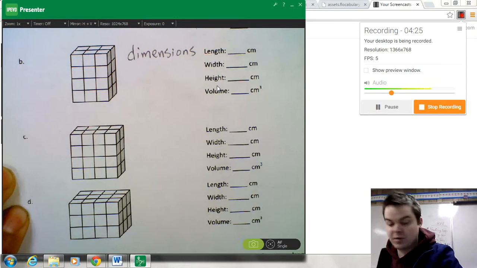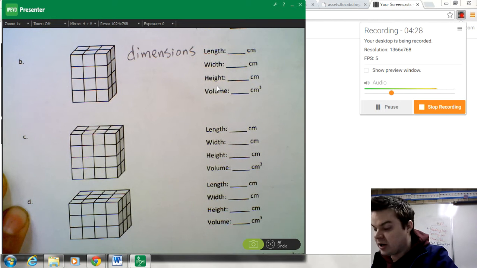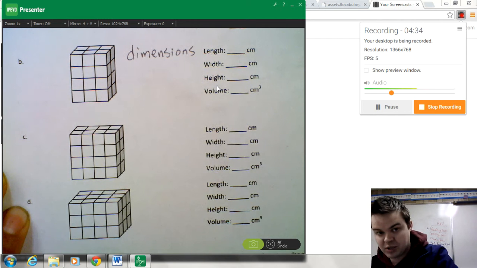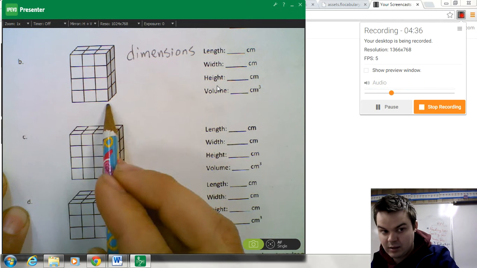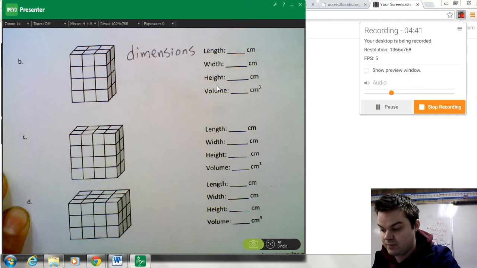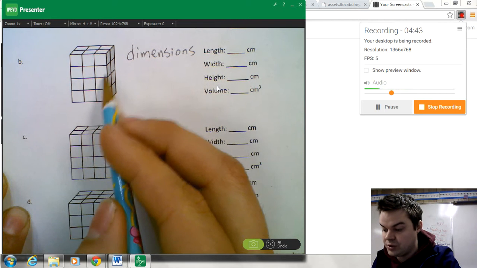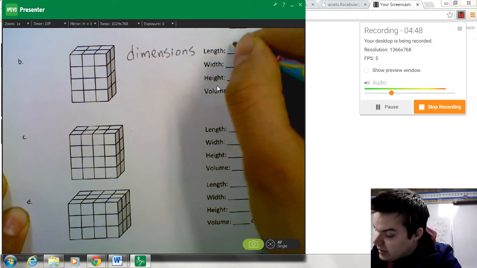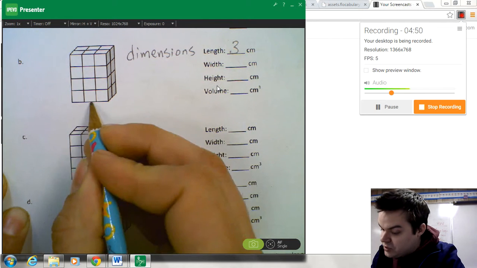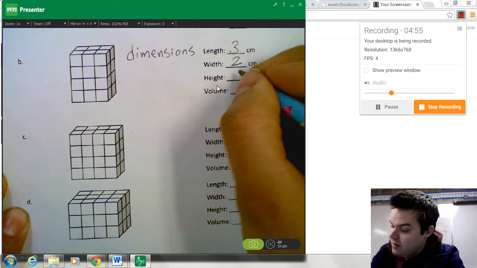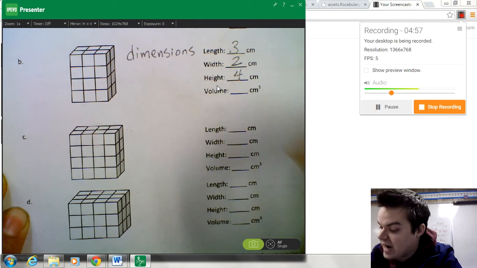So when you hear someone say that's 3D, they're talking about 3 dimensions. A dimension is a measurement. So there are 3 measurements that make up a 3-dimensional object. Length of 3, width of 2, and then the height, which there are how many layers? 1, 2, 3, 4. So length is 3 centimeters. 1, 2, 3. Width is 2, and the height is 4 because there are 4 layers stacked on top of one another.